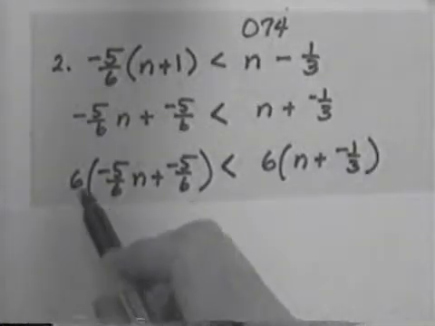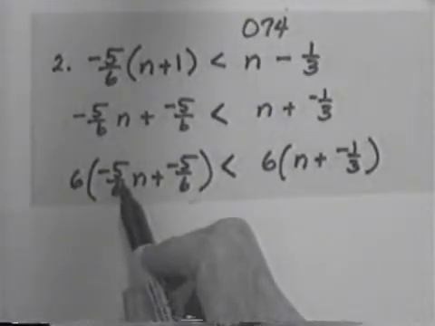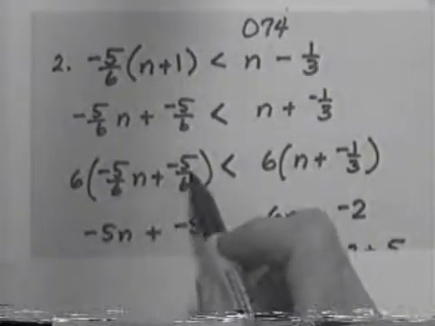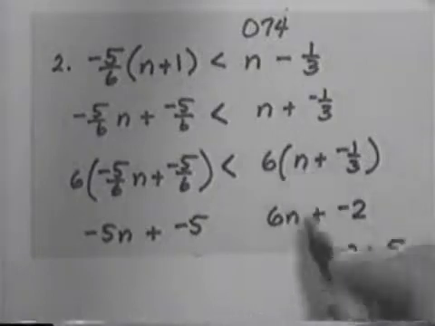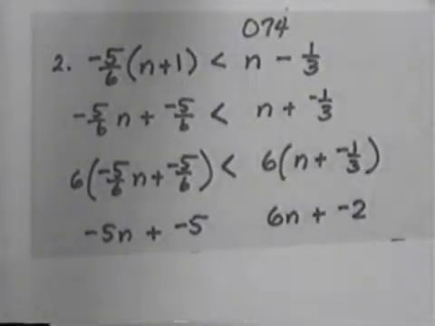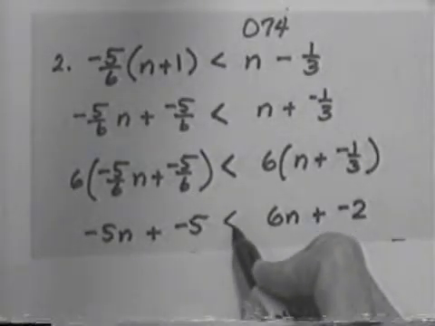Now we have to distribute the 6 through the parentheses on the left. 6 times negative 5n will give us negative 5n. 6 times negative 5 will give us negative 5. And on the right, 6 times n is 6n. And 6 times negative 1/3 is negative 2. We've simply distributed the 6 through the parentheses on each side. The inequality symbol remains unchanged.